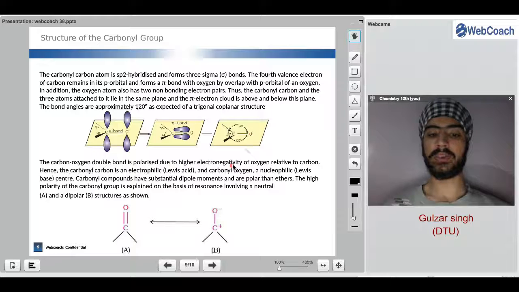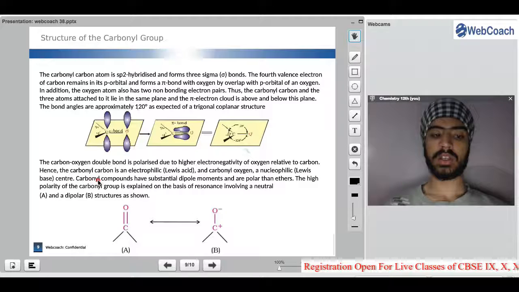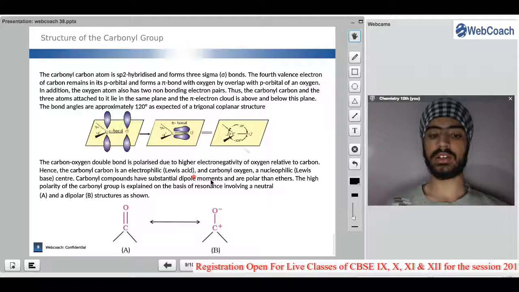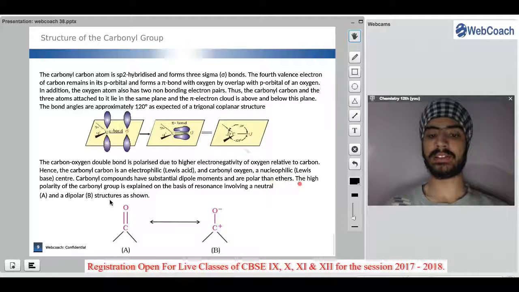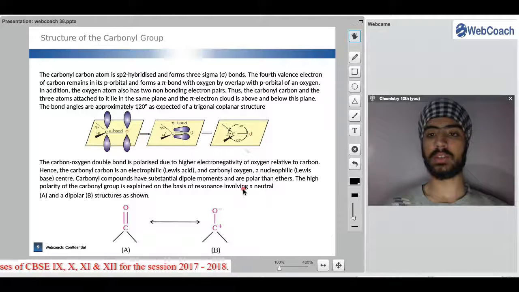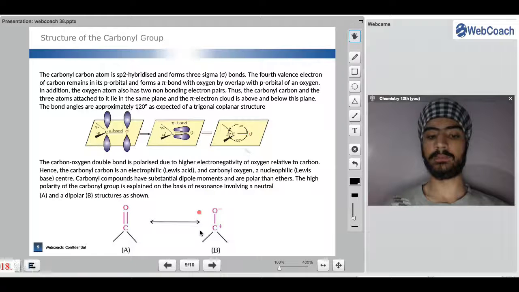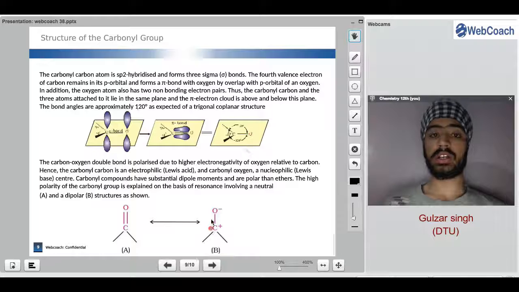The carbon-oxygen double bond is polarized due to the high electronegativity of oxygen relative to carbon. Hence, the carbonyl carbon is an electrophilic, that is Lewis acid, center and carbonyl oxygen is a nucleophilic, that is Lewis base, center. Carbonyl compounds have substantial dipole moments and are more polar than ethers. The high polarity of the carbonyl group is explained on the basis of resonance involving a neutral structure A and a dipolar structure B.